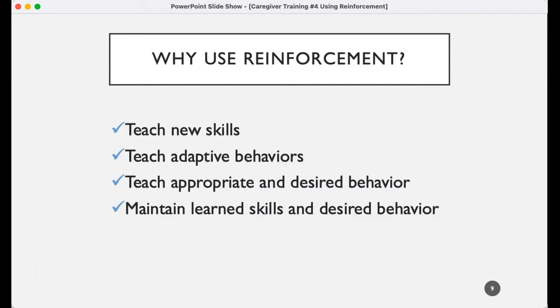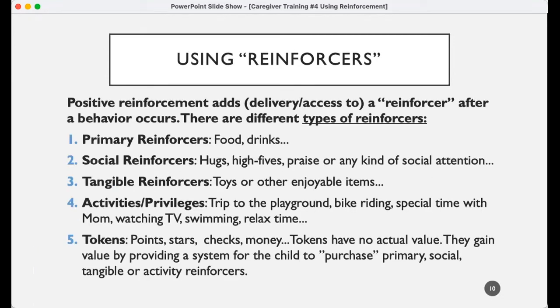Why do we use reinforcement? Reinforcement can be used to teach new skills, to teach adaptive behaviors, to teach appropriate and desired behavior you may want to increase with your child. It also can be used to maintain learned skills and desired behavior. Using reinforcers. Positive reinforcement, remember, means adding or delivering or giving access to something called a reinforcer.